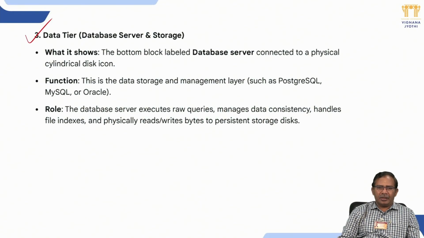Then the role of that particular layer is that the database server executes the raw queries taken from the end user, the client. It manages the data consistency, so all of them are looking at the same data. It handles the file indexes to know what type of data is available at a particular location. And after execution, it performs read and write physically to the persistent storage disks.